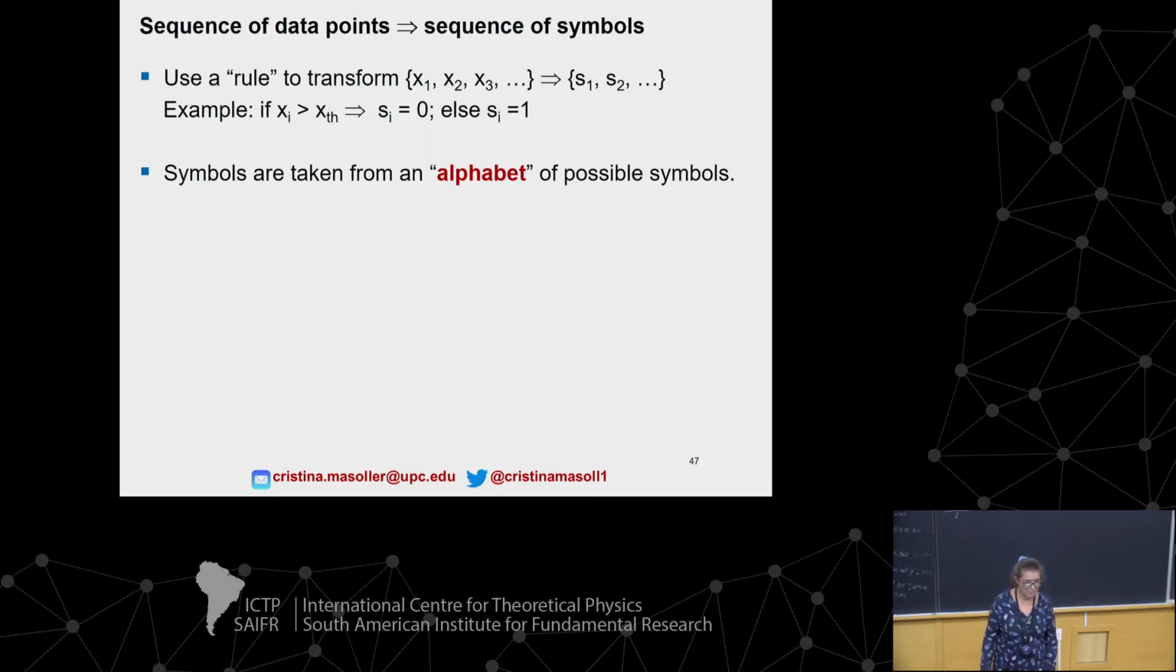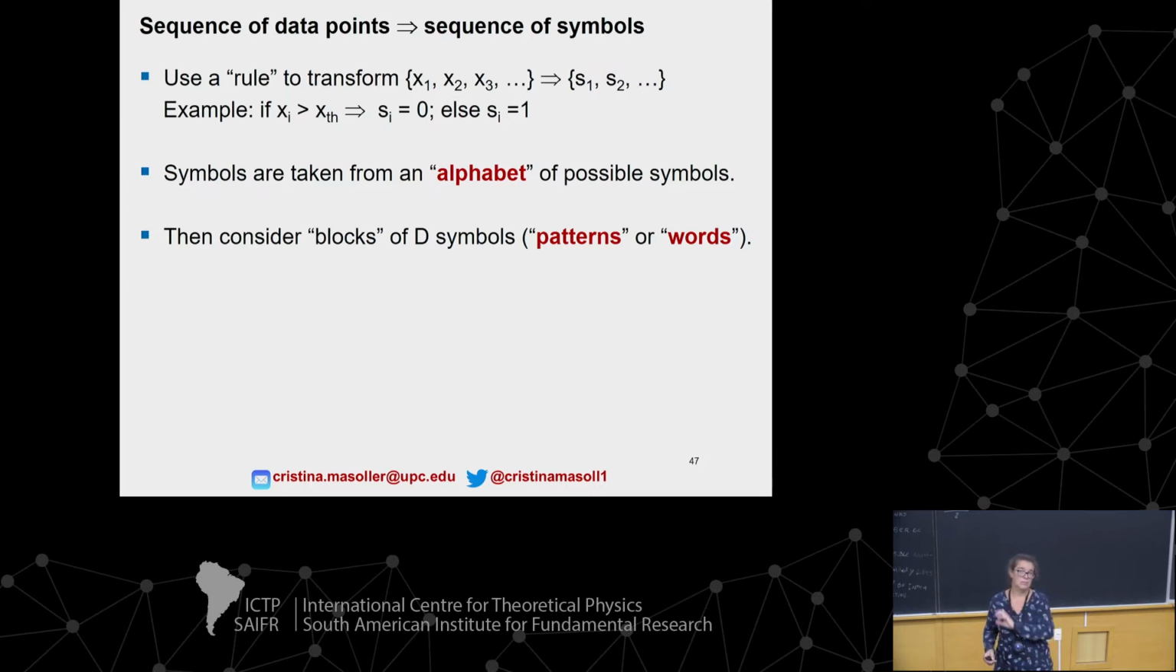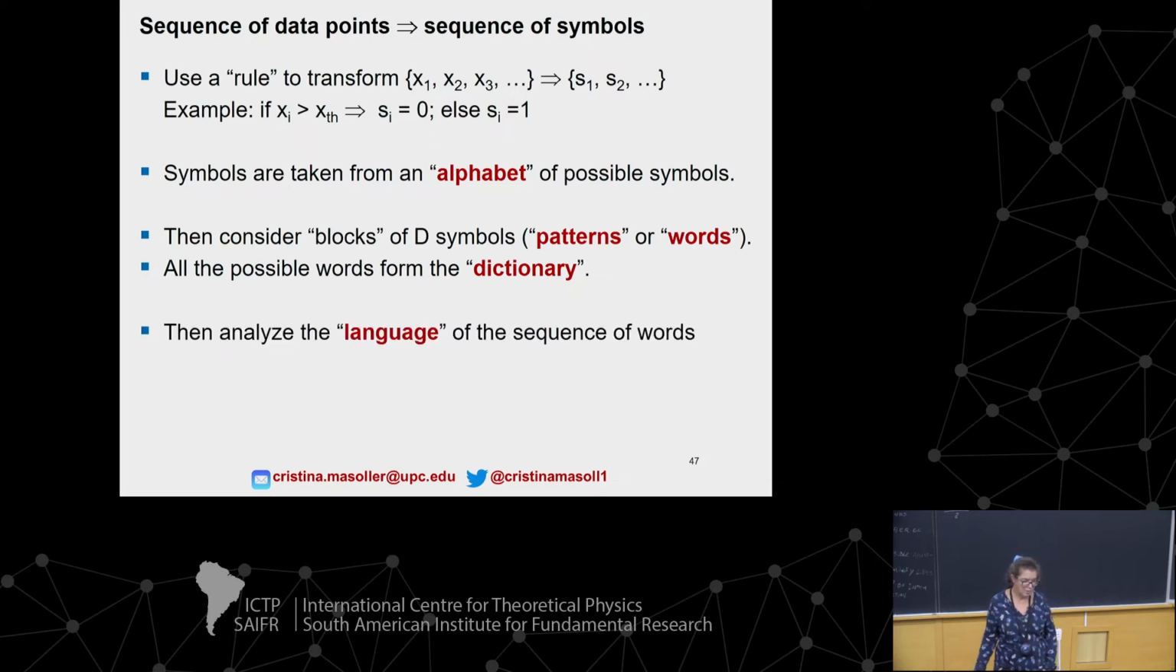You can have more than 2 letters. And then you can use blocks of letters to define words or patterns. And then you can have a dictionary, which means all these are possible words. That doesn't mean I see them all in my data, but in principle, they could exist. And you can even analyze the language, which is the probability that after "the" you have "house," or after "house" you have "yellow," no? That kind of thing.